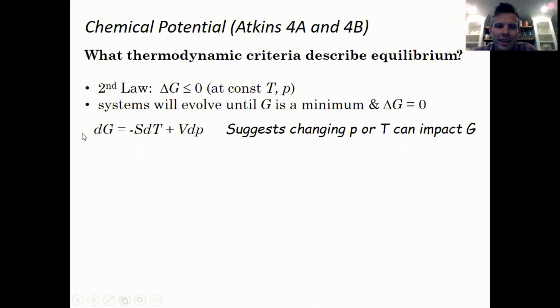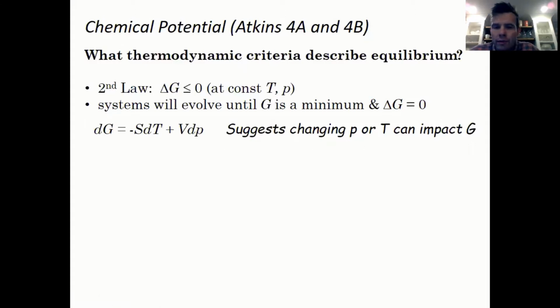The second law of thermodynamics tells us that delta G is going to be less than or equal to 0 for any spontaneous change. Systems will continue to evolve until G is a minimum and delta G is equal to 0. We have this natural equation for G, dG equals minus S dT plus V dP. And this suggests that changing pressure or temperature can impact G.